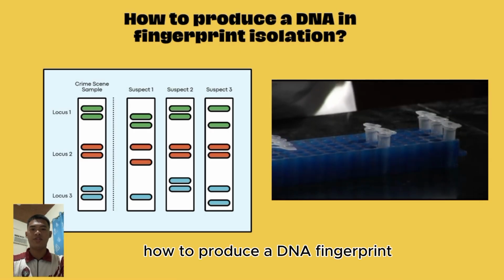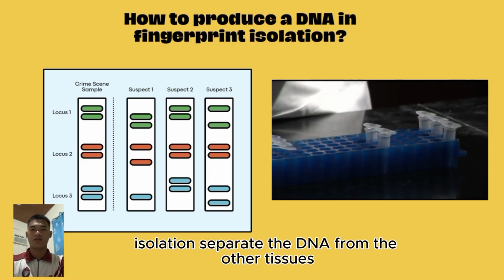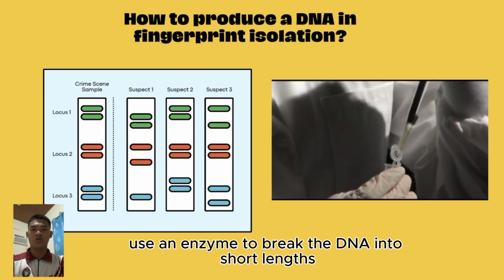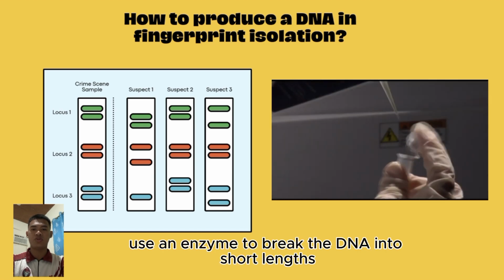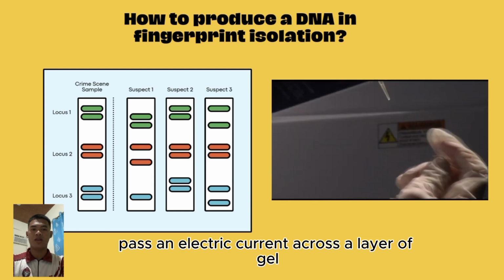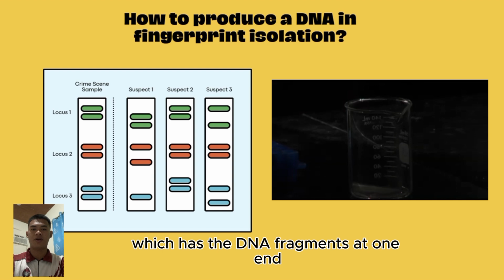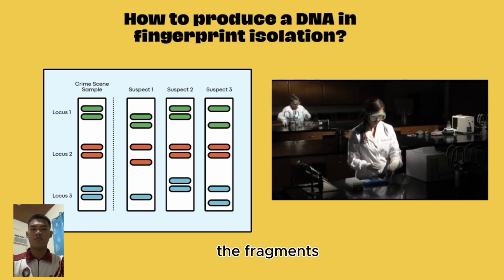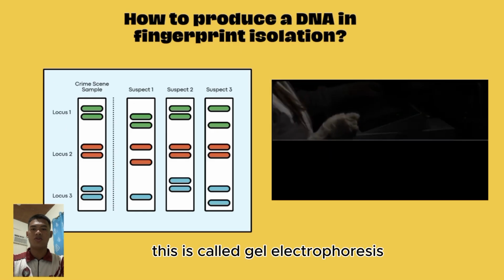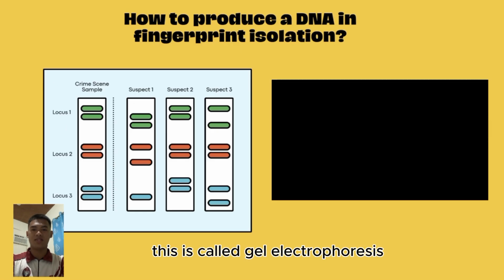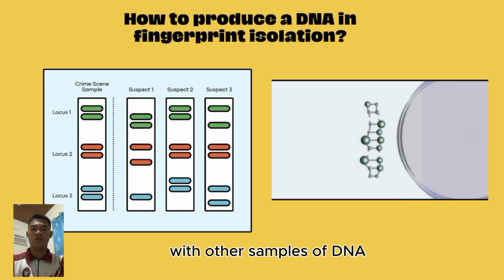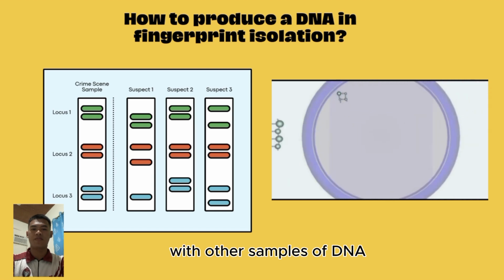How to produce a DNA fingerprint? Isolation: separate the DNA from the other tissues. Fragmentation: use an enzyme to break the DNA into short lengths. Separation: pass an electric current across a layer of gel which has the DNA fragments at one end. The fragments will move different distances across the gel. This is called gel electrophoresis. Comparison: match the pattern of fragments on the gel with other samples of DNA.